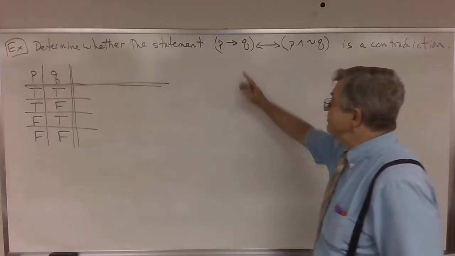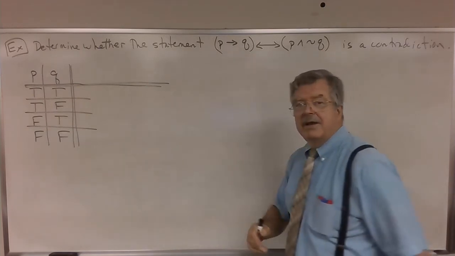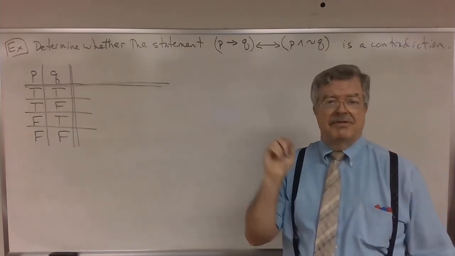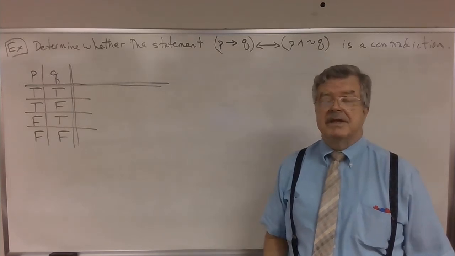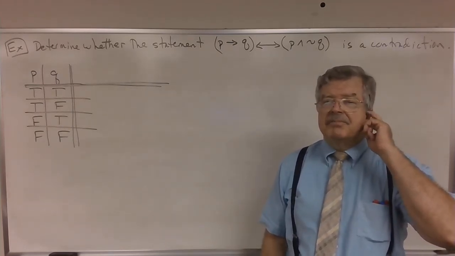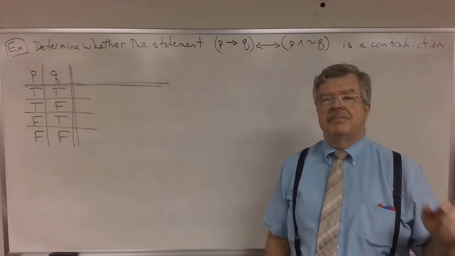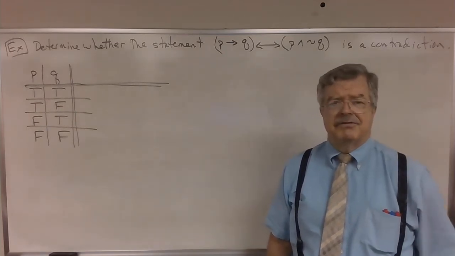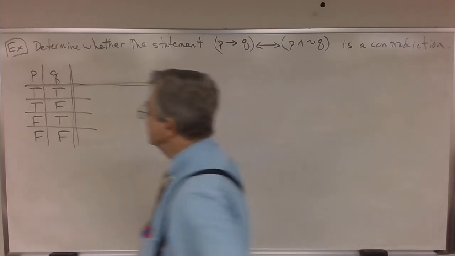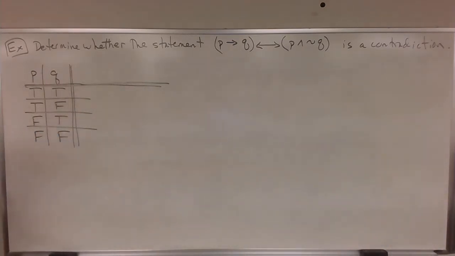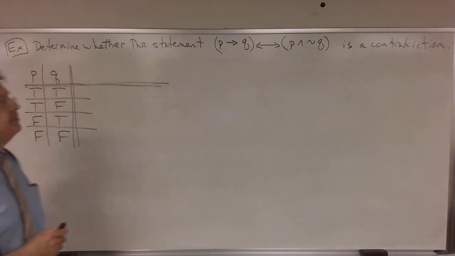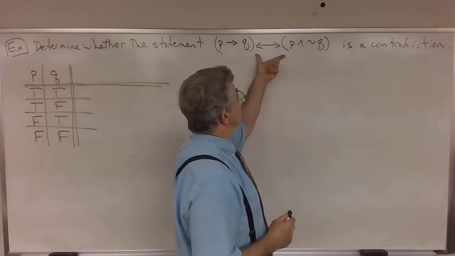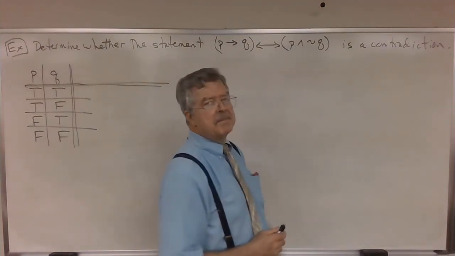And let's see, we have P, Q, P. Okay, we only have two simple statements that make this up, P and Q. So our truth table covers four possible combinations of truth values for P and Q. And remember how we do this for two simple statements? True, true, false, false, and then true, false, true, false. We've set up the truth table to determine the truth values of this statement.